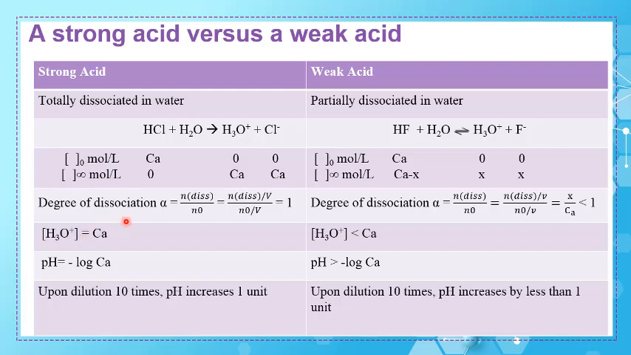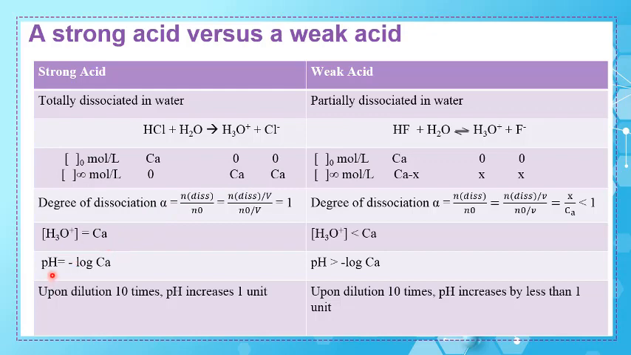Now the degree of dissociation, although alpha is not used in the case of a complete reaction, is equal to N dissociated over N0. Since N dissociated is equal to N0, alpha is equal to 1. What does that mean according to what you have seen in equilibrium? It means 100% of the acid molecules are dissociated. So we return to the fact that it is totally dissociated in water, and the concentration of H3O plus, as we said here, is equal to Ca.